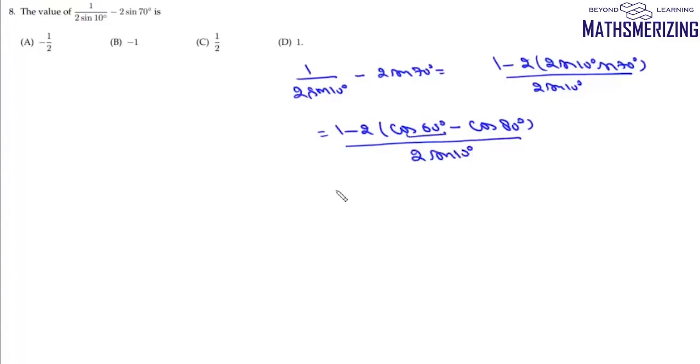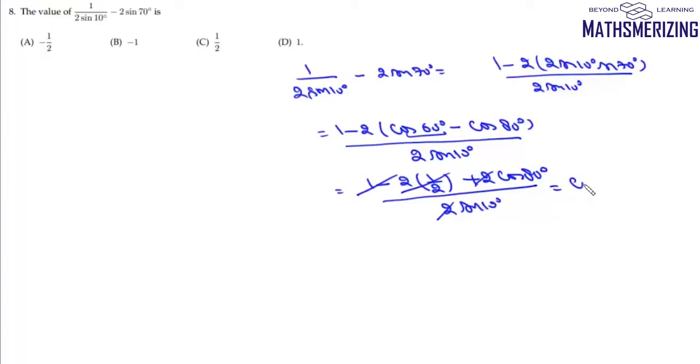Now cos 60 is 1 by 2. So we'll put the value of cos 60. So it will be 1 minus 2 into 1 by 2 plus 2 cos 80 upon 2 sin 10 degrees. Now 1 and 1 will cancel. 2 and 2 will also cancel. So we'll get this as cos 80 upon sin 10 degrees. Now cos theta is sin(90 minus theta). So it will be simply sin 10 upon sin 10, which is simply 1. And that's your option number D.